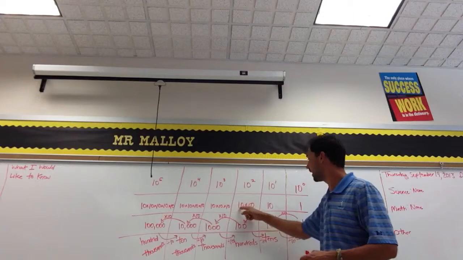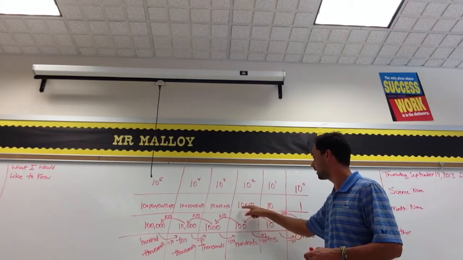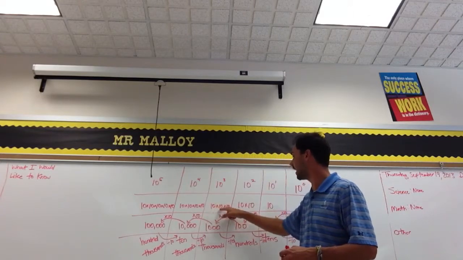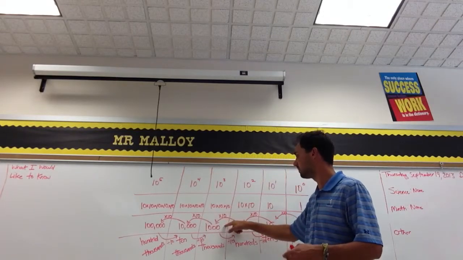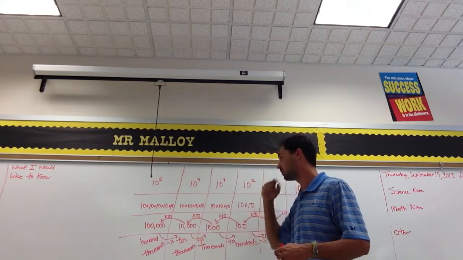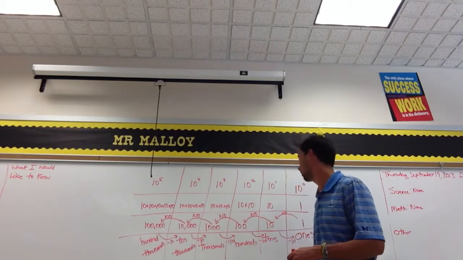In the hundreds place, we have 10 groups of 10: 10 times 10. In the thousands place, it takes 10 times 10 times 10 to get 1,000. In the 10,000s place, 10 times 10 times 10 times 10 to get to 10,000, and so forth.